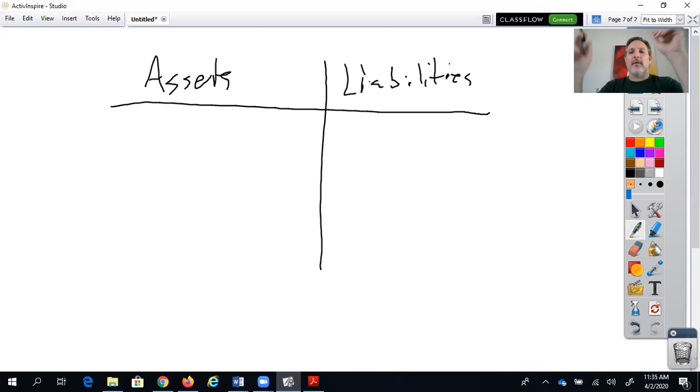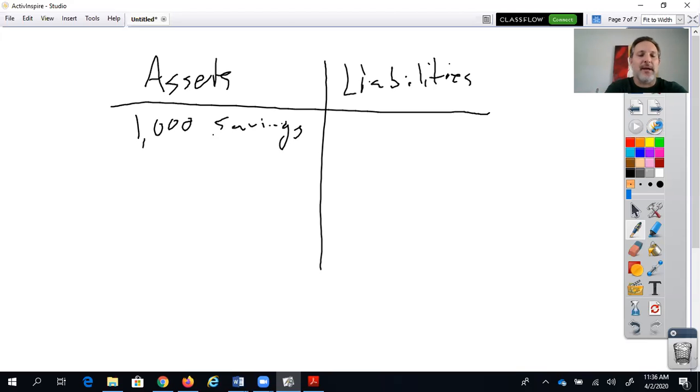Looks much better now. Okay, you've got assets and liabilities. So I might have a savings account. I might have cash, let's say $1,000 in savings. That's an asset because I own that. I have $1,000 in a savings account.